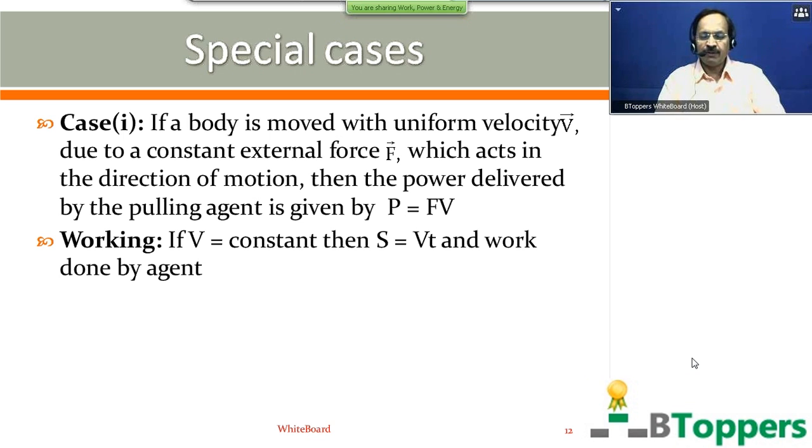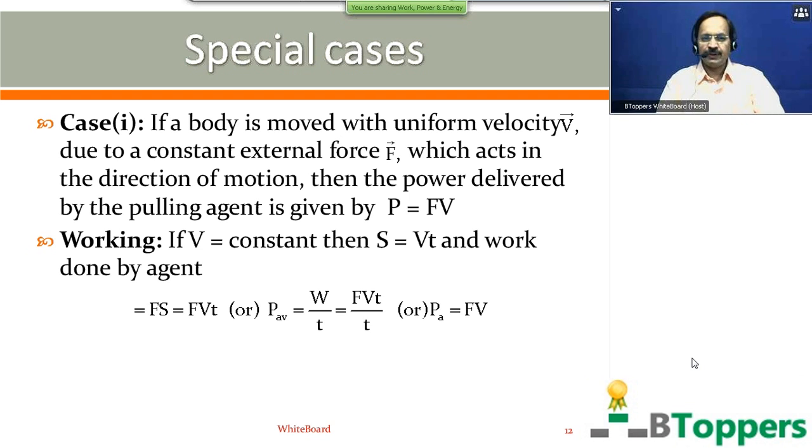The velocity of the body is constant. When the body moves in a straight line path with uniform velocity, the magnitude of the displacement is given by S equal to Vt, and work done by the agent, where the force acts in the direction of the displacement, is equal to F into S, so I can write F into V into T. So average power delivered by the agent is W by T, which is FVT by T, so P average equal to FV. So in this special case 1, the average power delivered by the agent for a finite time interval T, during which velocity is uniform, is the same as the instantaneous power, since both F bar and V bar are constants.